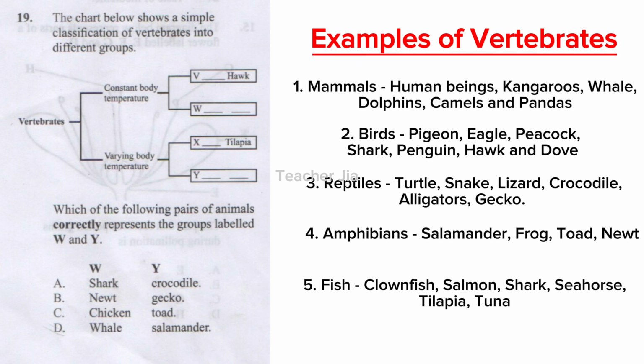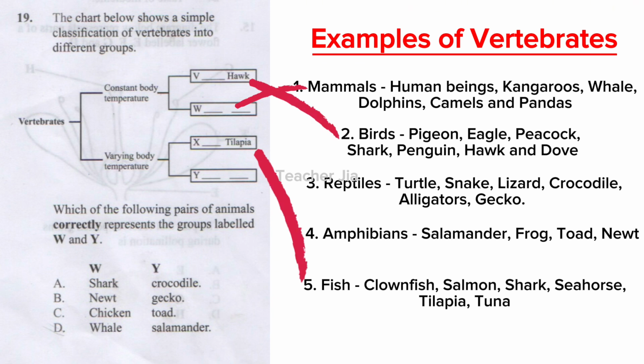So let's group them. Under constant body temperature, we have hawk. Hawk is a bird, so we have an arrow going to birds, which means the only remaining group is mammals. So under W, the answer has to be a mammal. Then we have tilapia, which is fish, for varying body temperature, which is cold-blooded. Then we have Y. So Y can be reptiles or amphibians.